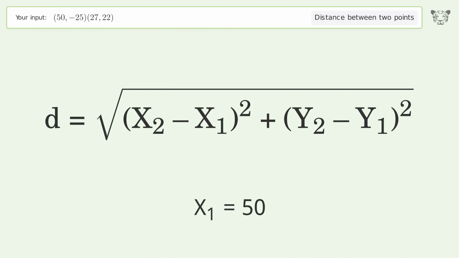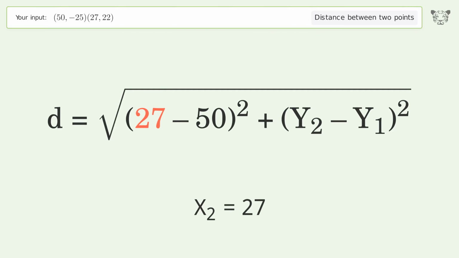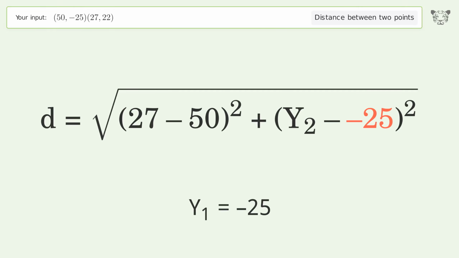x1 equals 50. x2 equals 27. y1 equals negative 25. y2 equals 22.